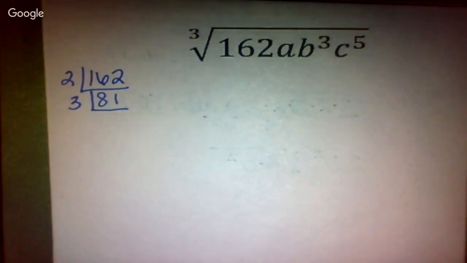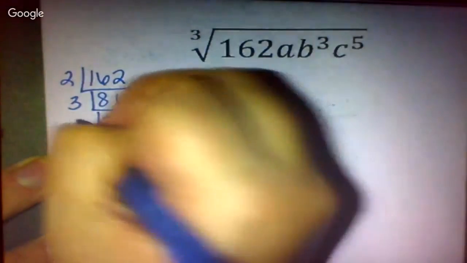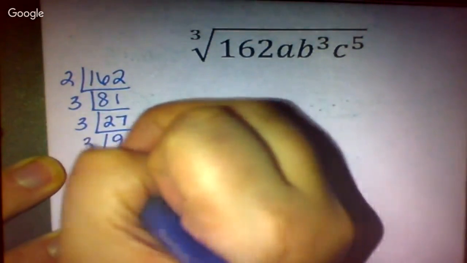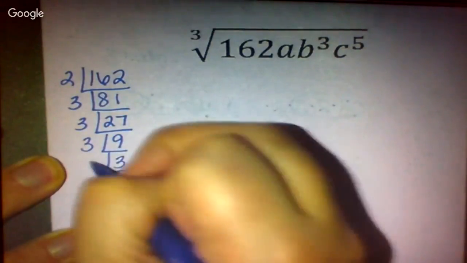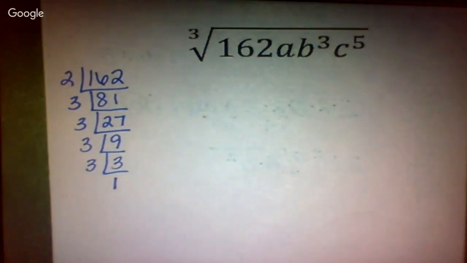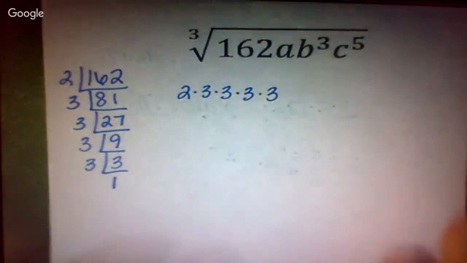Okay. So when I divide 81 by 3, what do we get? 27. 27 is then divisible by 3, which leaves me with 9. 9 is divisible by 3, which leaves me with 3, which is divisible by 3, and it leaves me with 1. You are finished. So now we need to write down your prime factorization. So we have 2 times 3 times 3 times 3 times 3. All of these numbers along the side is your prime factorization now.